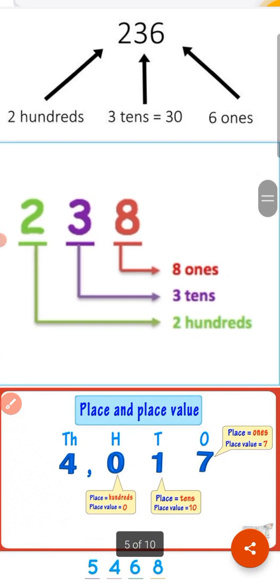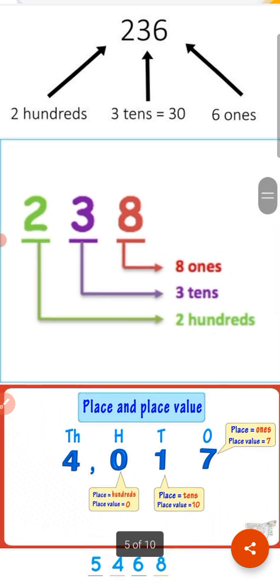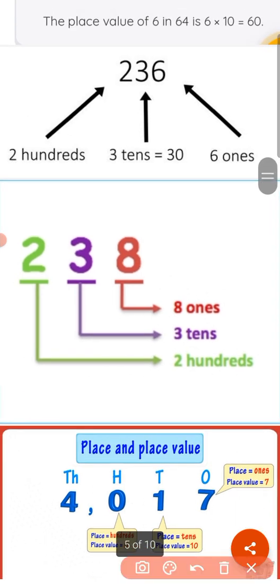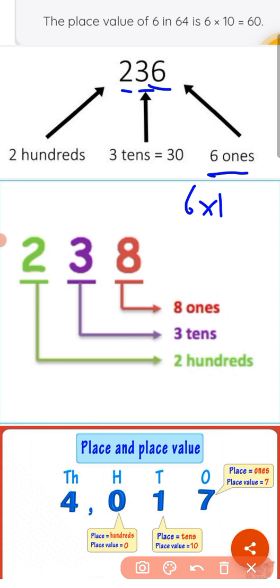Now our next number is 236, which is a 3-digit number. Which are the digits in 236? 6, 3 and 2. Now we have to find the place value of each digit. Place value. Since 6 is in ones place, its place value is 6 into 1, 6.